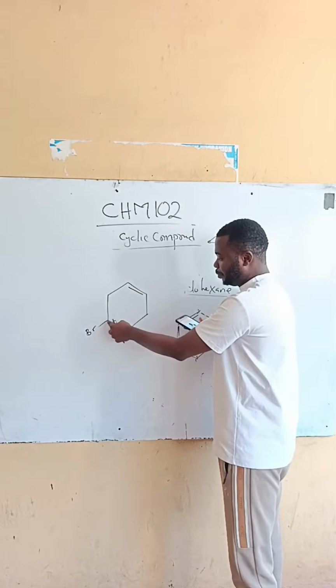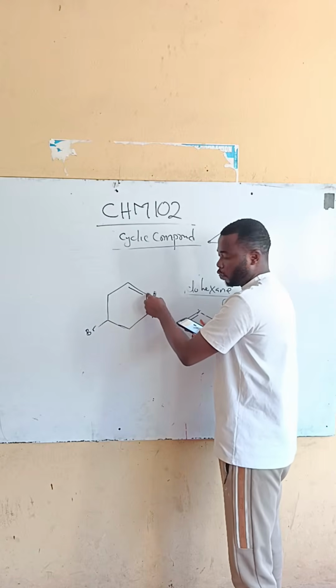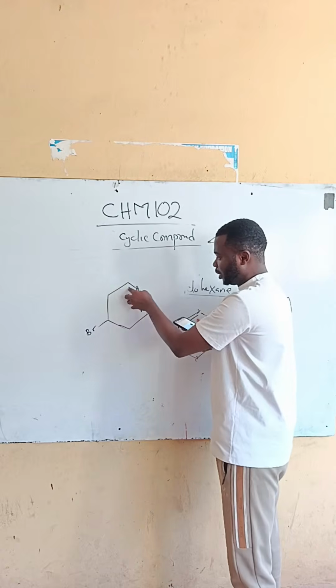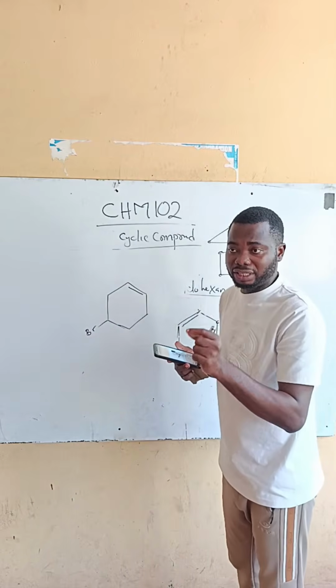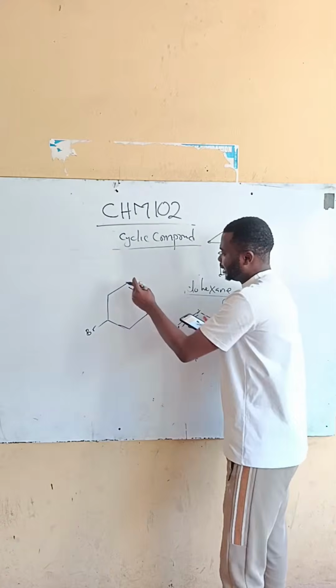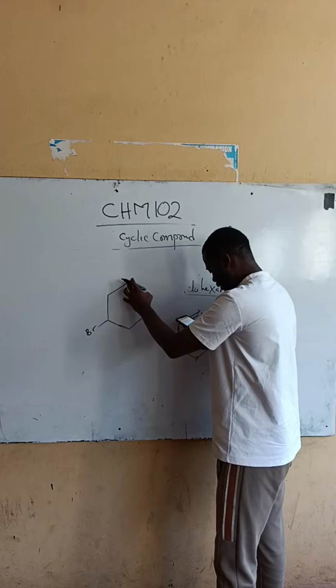I want to start naming, because if I say this is 1, this will be 1, 2, 3, 4. It will be giving this one number 4. Or I say 1, 2, 3, it will give me number 3. We don't want that. We want to ensure that the functional group is in position number what, everybody? 1. Is that okay? So this is our functional group, which is a double bond.